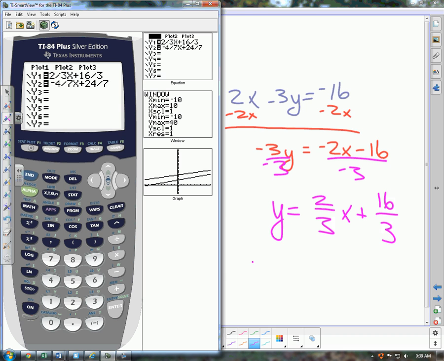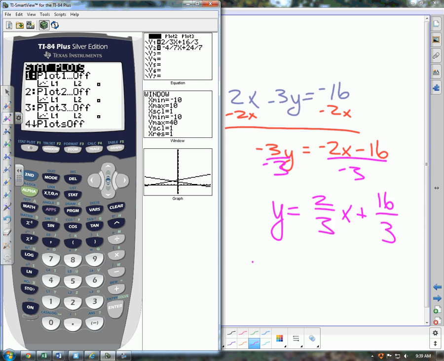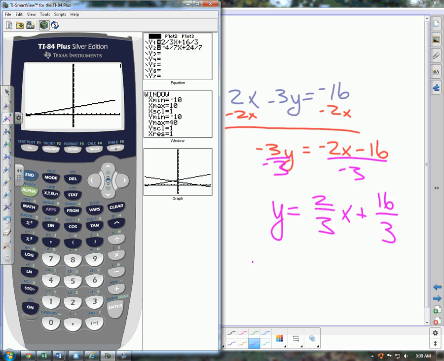Make sure that when you do this part, you do not need any of your stat plots on. If you have this type of calculator, to turn them off, you just go into your second stat plot, hit number 4, and be done with it. And then you can graph. And hopefully you'll see the intersection point when you initially graph.